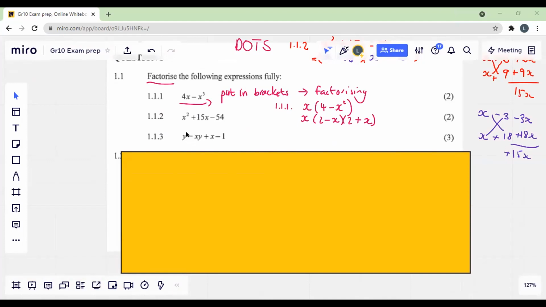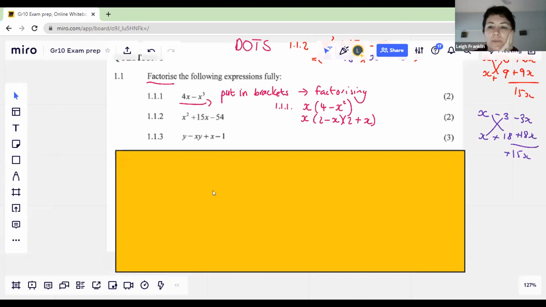Okay, this one, what's this called? This expression, y minus xy plus x minus 1. What's that called? Does anybody know? It's not a trinomial because there aren't 3 terms in it. It's not a binomial because there aren't 2 terms in it. So what's that called? Quadrilateral. Close, but not quite. Quadratic, no, it's not quite. Quadratic means the highest power is to the power of 2.